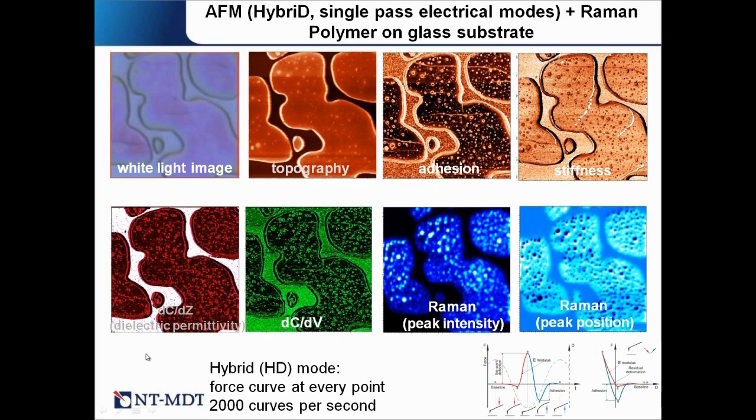This is multiple mode imaging of a polymer blend deposited on the glass substrate. On the topography we can see the droplet, and we can see some signature of one type of the polymer and the matrix of a different polymer. Adhesion and stiffness maps produce very nice separation of two types of the polymer in the droplet. DC-DZ, the electric permittivity sensitive mapping, and DC-DV maps, single pass electrical AFM modes, allow to extract some information about sample electrical properties. And finally, Raman map provides direct insight into the sample chemical composition. All these measurements are done from the same place on the sample. Some are done simultaneously, and a few others are done in successive scans without changing the cantilever.